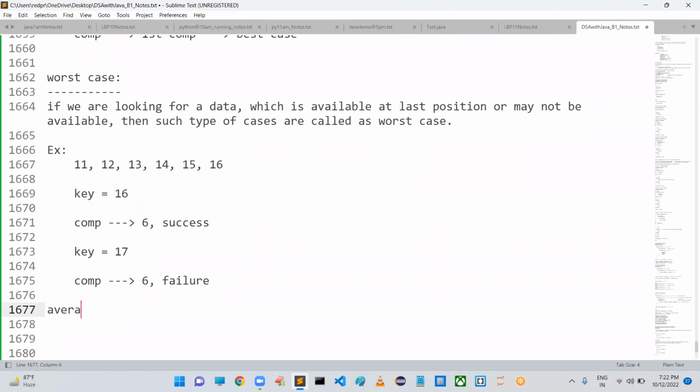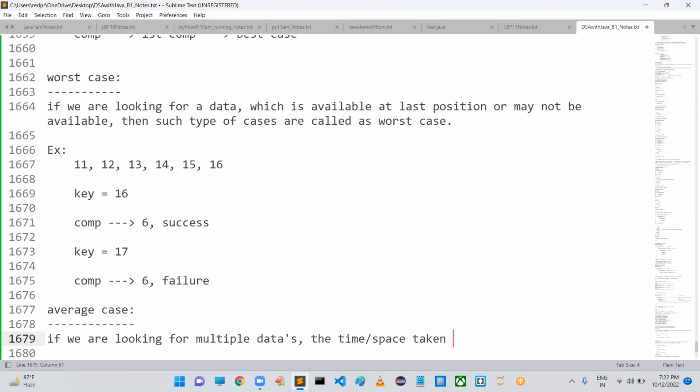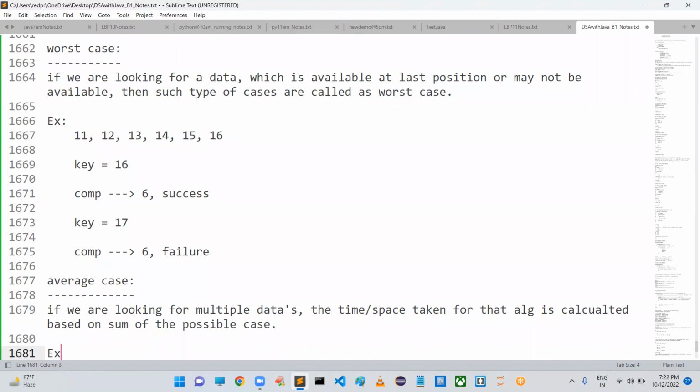Next one is nothing but the average case. Sir, what is meant by average case? If we are looking for multiple data, the time or space taken for that algorithm is calculated based on the sum of all the possible cases. For example, I will explain, don't worry.